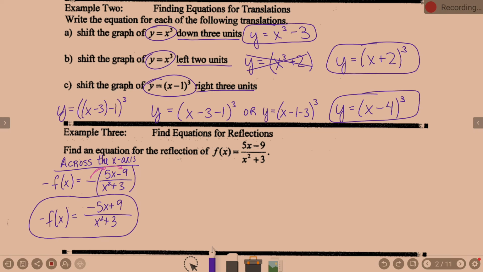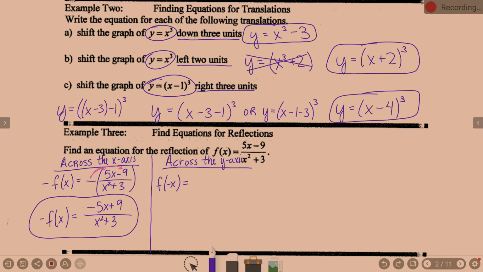Now let's try reflection across the y-axis. Okay, what is the reflection across the y-axis rule? f of negative x. Every place I see an x, we're going to replace it with negative x. Got it? You know that phrase is coming out of my mouth, right? Every place you see an x, replace with negative x.